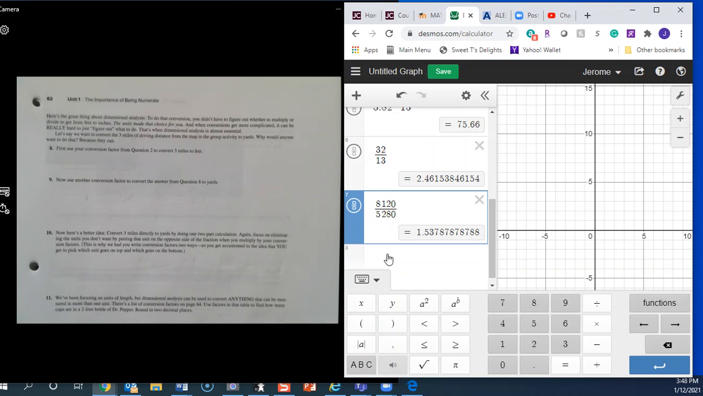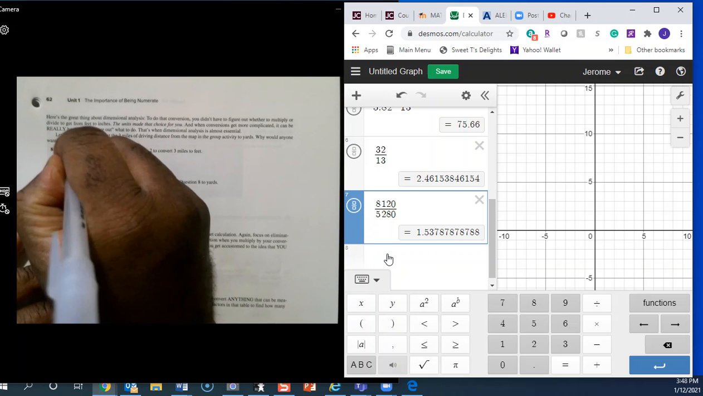Let's say we want to convert the 3 miles of driving distance from the map in the group activity to yards. Why would anyone want to do that? Because they can. Okay, number 8. First, use your conversion factor from question 2 to convert 3 miles to feet.